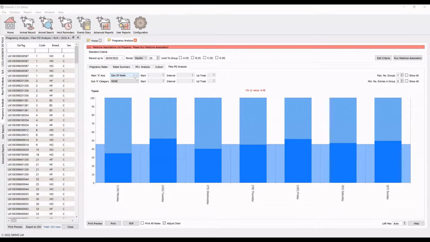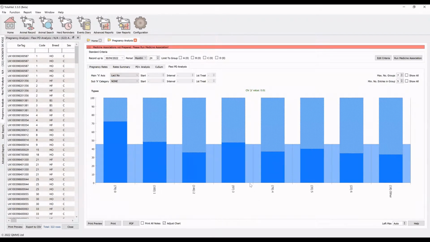Another metric that you might find useful is to look at conception rate by lactation number. In this case, our chi-squared p-value has changed to green and it is less than 0.05, so we can be sure that there is some biological difference between the lactation numbers. If we look more closely at the graph, we can see that lactation 0 appears to have a higher conception rate than the other lactations. Now, this is completely biologically plausible. We would expect parity 0 animals, so non-lactating heifers, to have a higher conception rate than lactating animals.